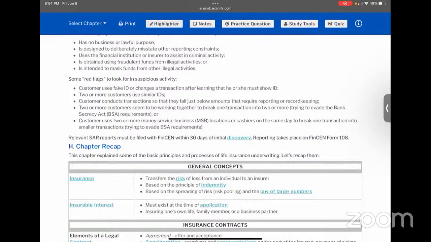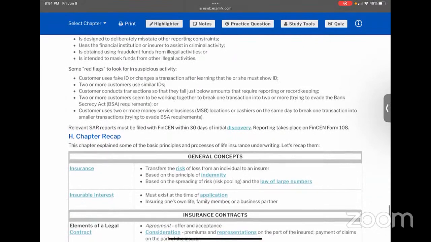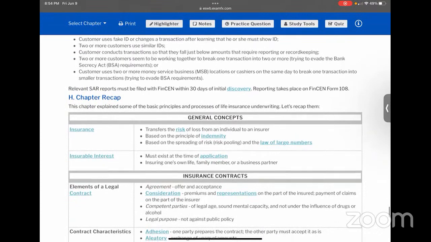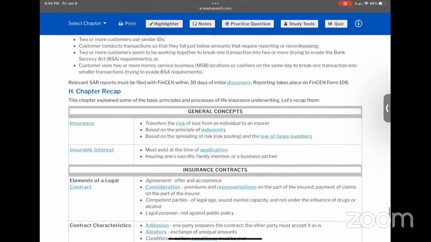And that is it. Relevant SAR reports must be filed with FinCEN within 30 days of initial discovery. Reporting takes place on FinCEN Form 108.